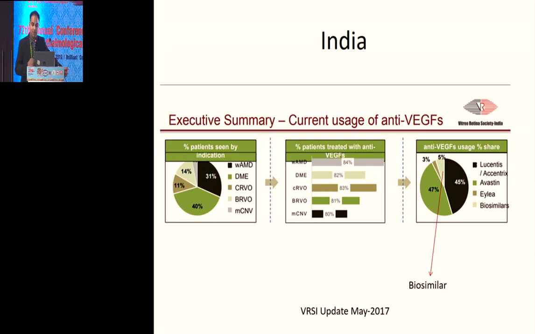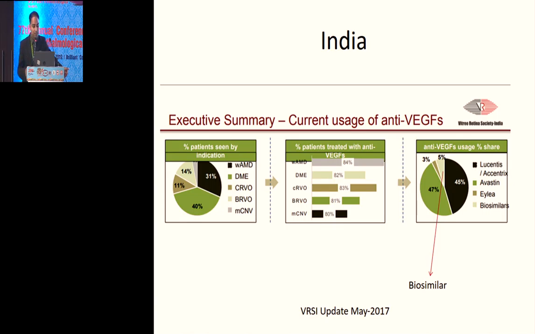Just flip it to this country. Now look at the VRSI data. I do not have the VRSI data from 2018, but this is the data from May 2017. It says 47% is Avastin, and Lucentis has equal weightage. That was the time when biosimilars came in, and they had already captured approximately 5% of the market.